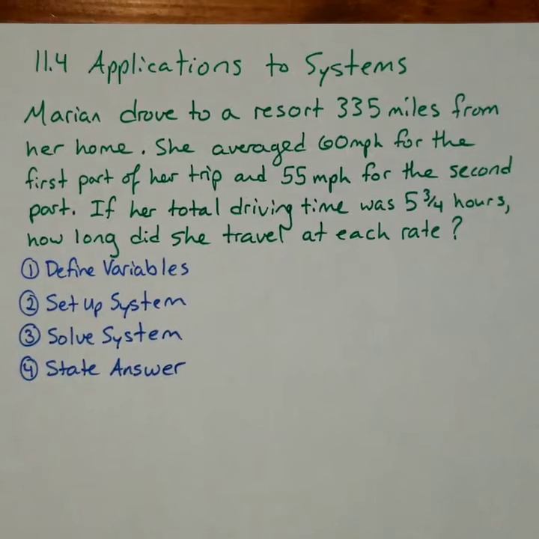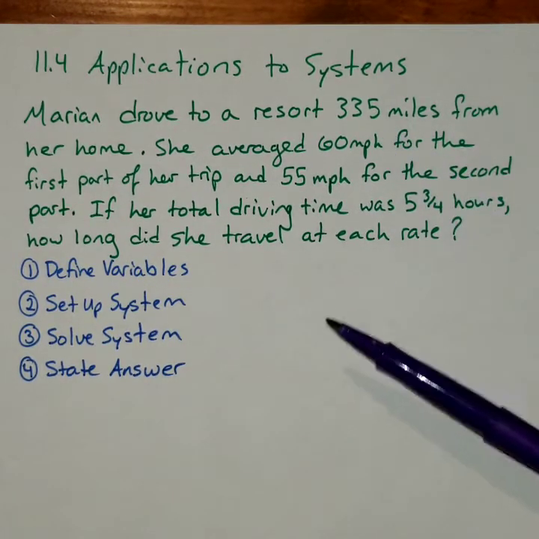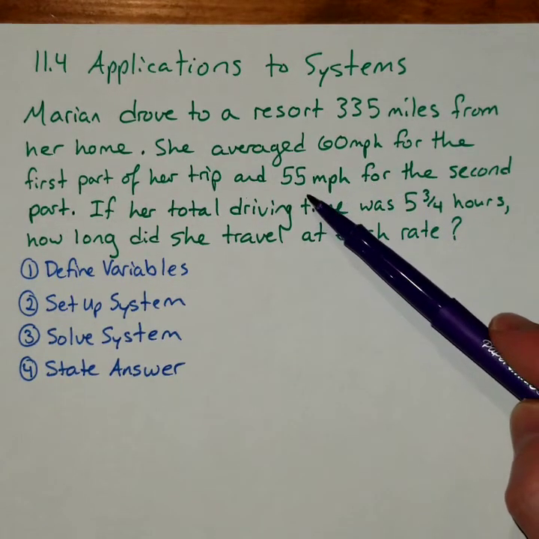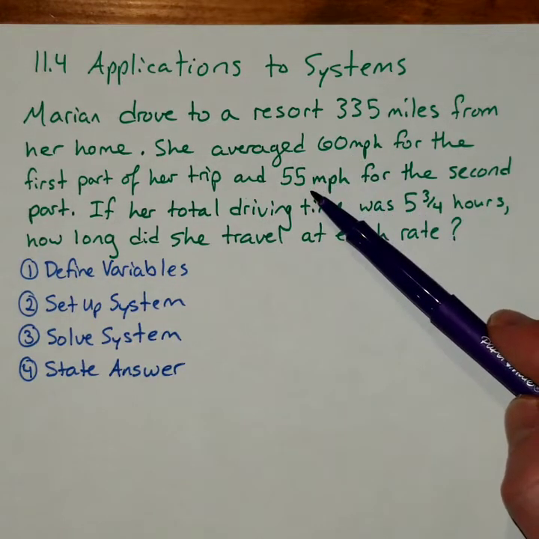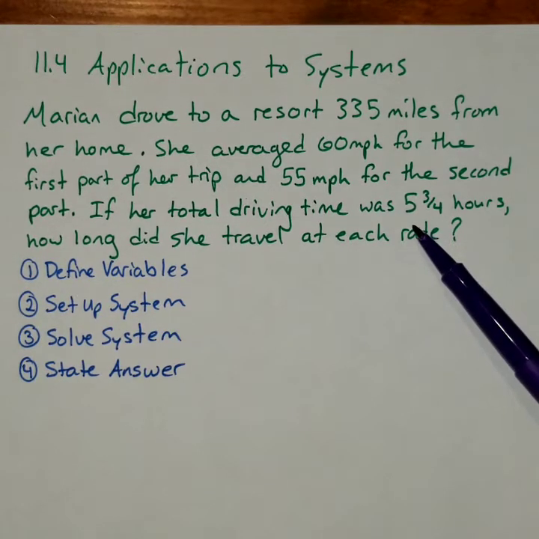In this video we're going to be looking at a distance rate time problem. Marion drove to a resort 335 miles from her home. She averaged 60 miles per hour for the first part of her trip and 55 miles per hour for the second part. So that's two parts of the drive, one at a faster speed and one at a slower speed. If her total driving time was 5 3/4 hours, how long did she travel at each rate?